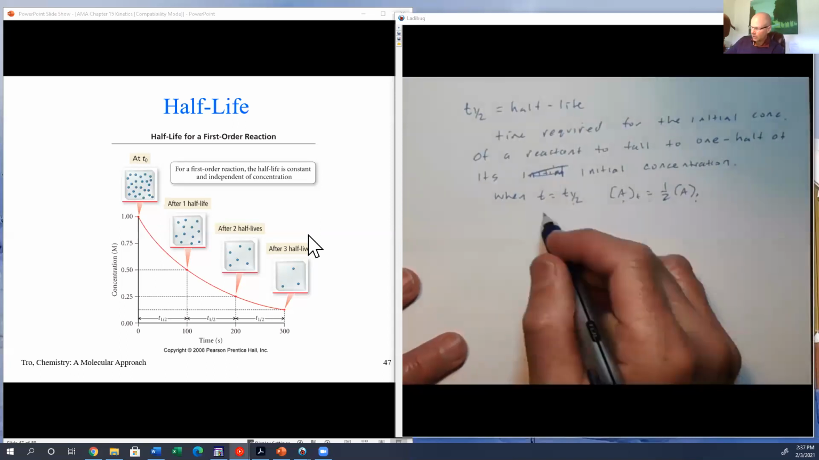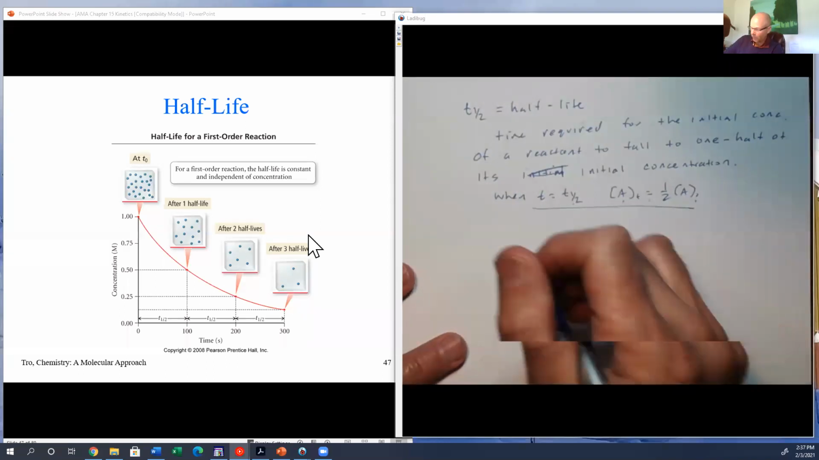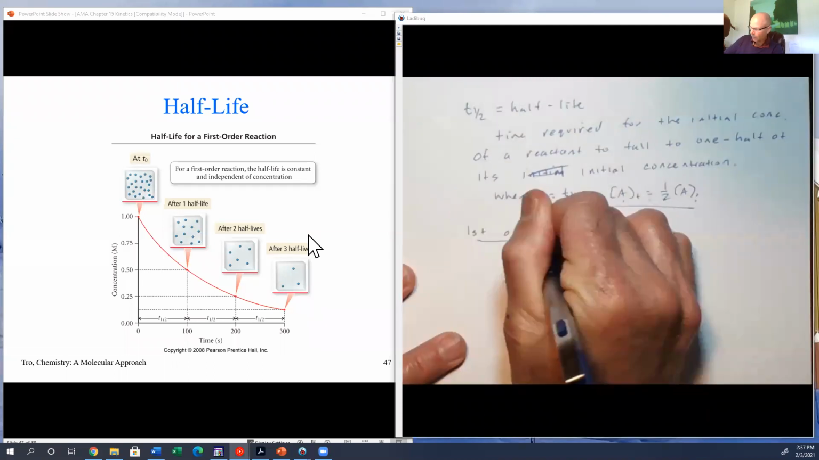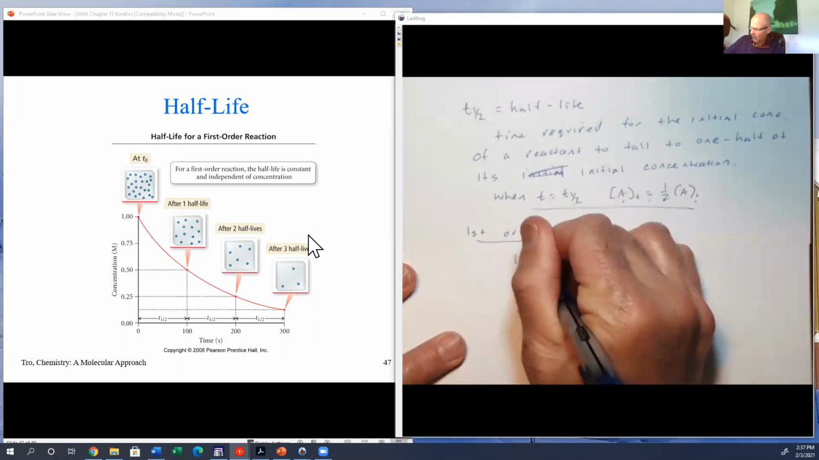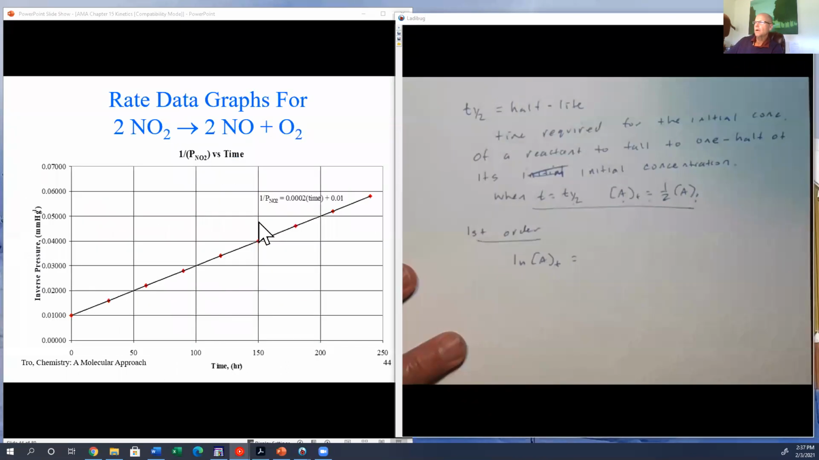So we can use this definition to come up with an expression for half-life. All right. So let's start with first order. So we know for a first order reaction that the log of A at time t, right? Again, from this master table.